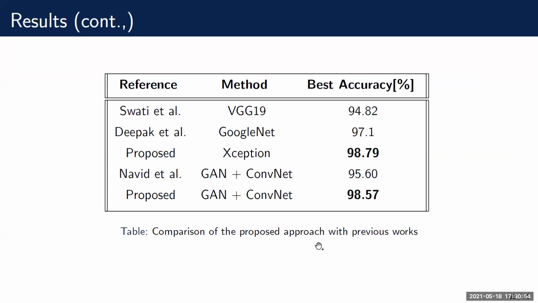So, comparison of the proposed approach with previous work. As I mentioned, these three are using transfer learning techniques. My Xception got 98.79. These two papers were related to GAN. Here I have achieved 98.57, which is pretty better than the other paper.